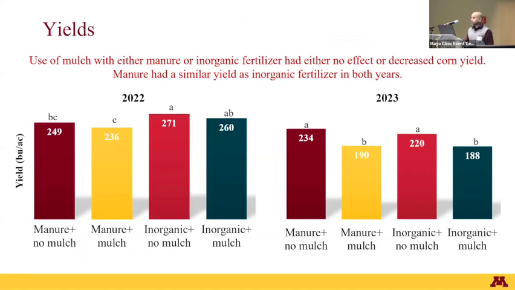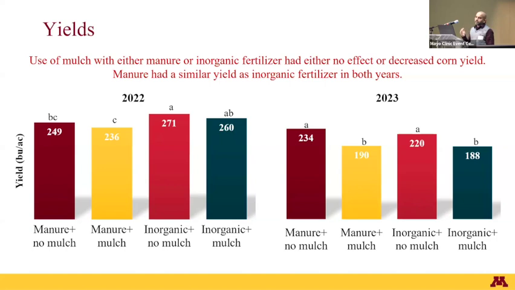So this graph here shows the corn yield data from 2022 and 2023. In 2022, we did not see any effect of mulch on corn yield when it was used with either manure or inorganic fertilizer. However, in 2022, the manure had slightly lower yield as compared to the inorganic fertilizer, and the yield reduction with manure seen in 2022 could be a result of very dry conditions in 2022, or because corn was planted first and then manure and wood chips were applied on top of corn that was already planted, which caused a thick soil cover.